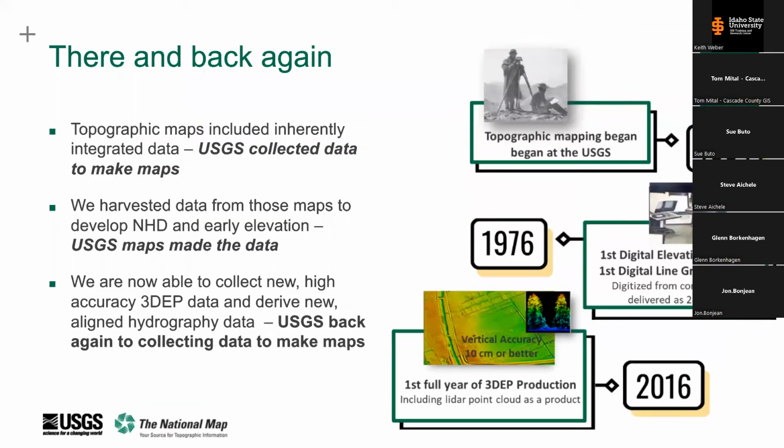So I kind of like to start with a grounding exercise in the history of topographic mapping with the USGS. Starting in 1884, we have the authority to map the nation, topographic mapping with elevation and hydrography, in an era where we collected data to make our maps. And then at the advent of the digital age, we started to harvest data from those maps to develop NHD and our early elevation data. And that's an era where USGS maps made our data, and our elevation and hydrography data diverged from each other and were no longer aligned as they are in our topographic maps.